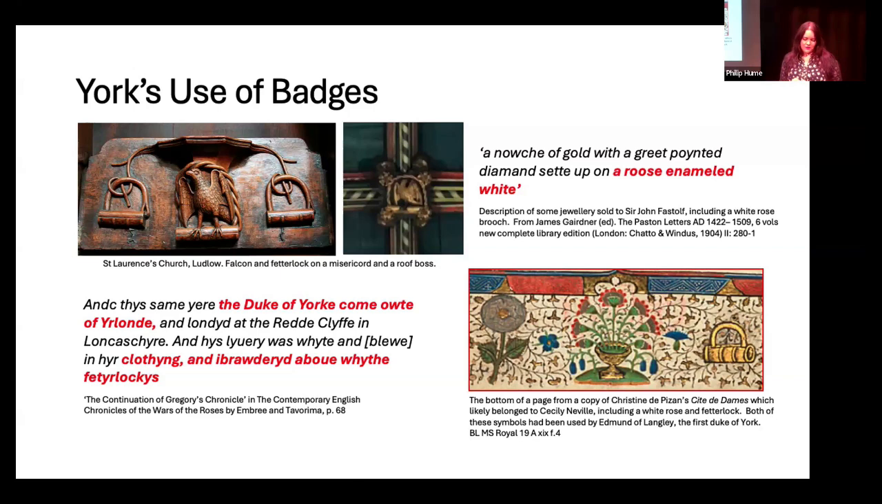There's also a strong use of the white rose symbol, which also seems to originate from Edmund of Langley, the Duke of York, who also used it as one of his symbols. Again, you can see a white rose in the manuscript on the bottom right-hand side, and on the top right, you can also see an extract from a document that describes some jewellery Richard, Duke of York, had sold, which mentions a rose enamelled white. So again, the white rose is clearly an image being used by York.